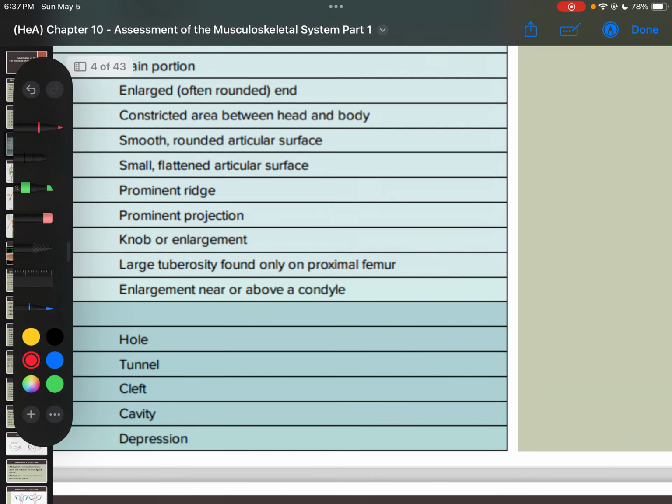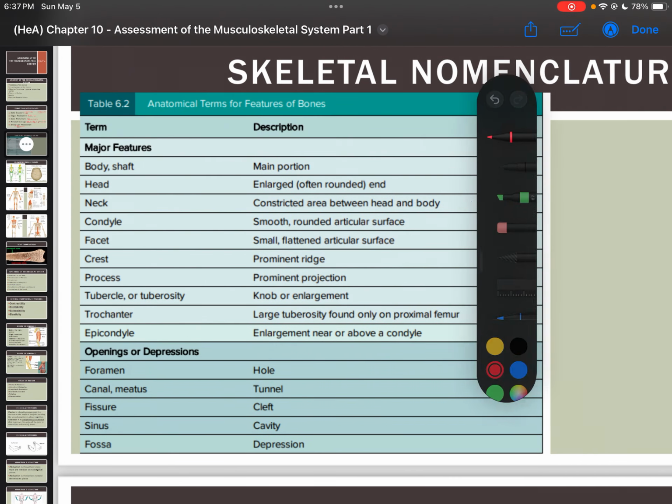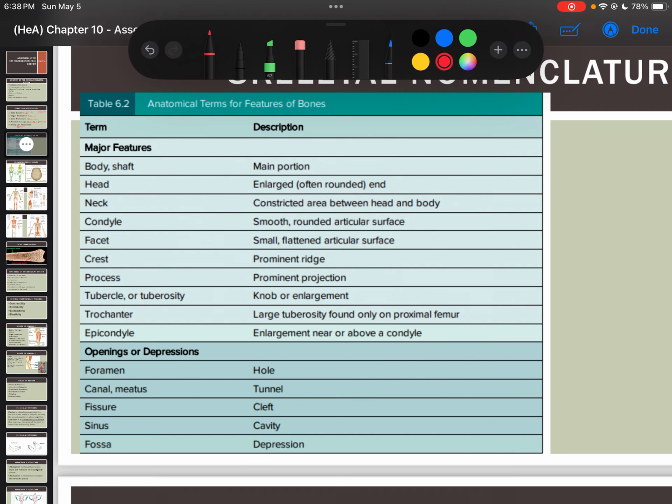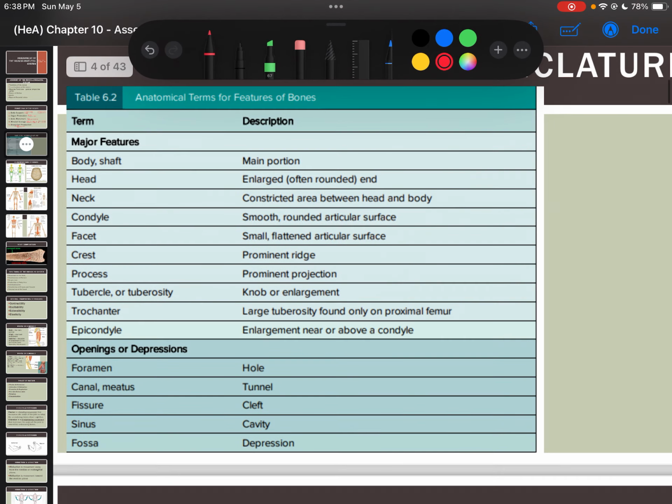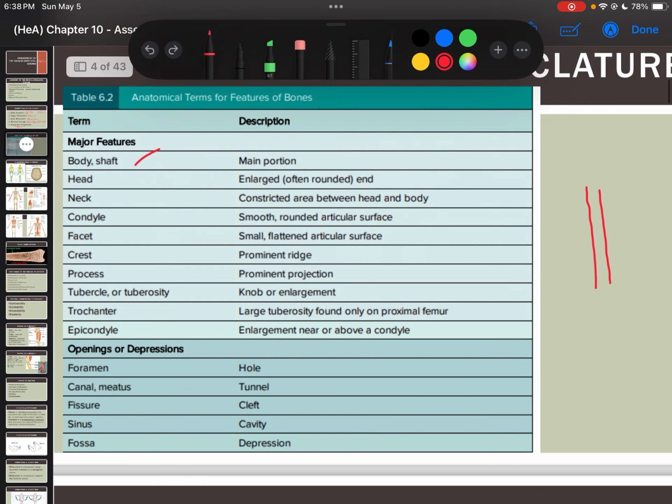Now, before we proceed, class, we will discuss a little bit about skeletal nomenclature. I would like you to take note of this. First, we will discuss the body and shaft. When we are drawing a bone, the middle part, or the main portion, is what we call the body and shaft. The head, class, is this part, on both sides. That is the head.